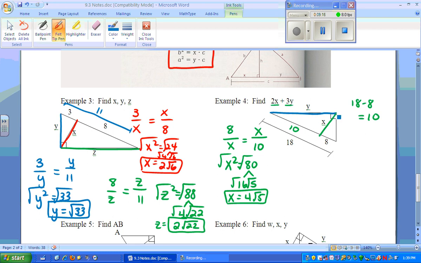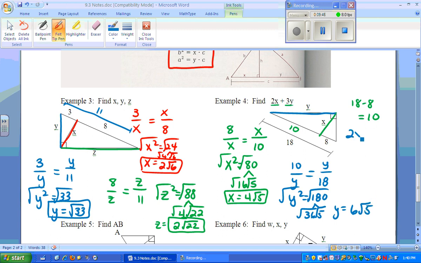Okay. Y, on the other hand, switching it up, the y side here is a shared side between the medium triangle and the large triangle. So y goes in spots 2 and 3. Medium is 10. Large is 18. So y squared is equal to 180. Take the square roots. We get 36 and 5. Take the root. So y ends up equaling 6 roots of 5.